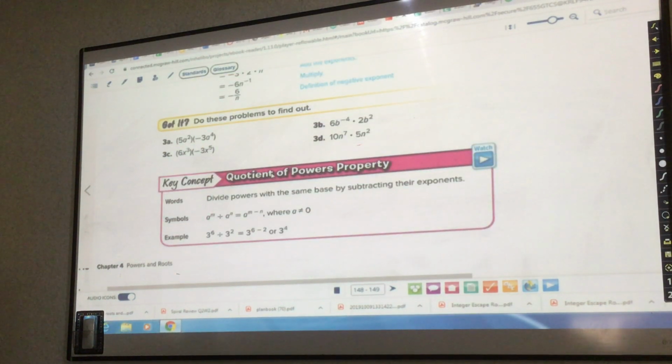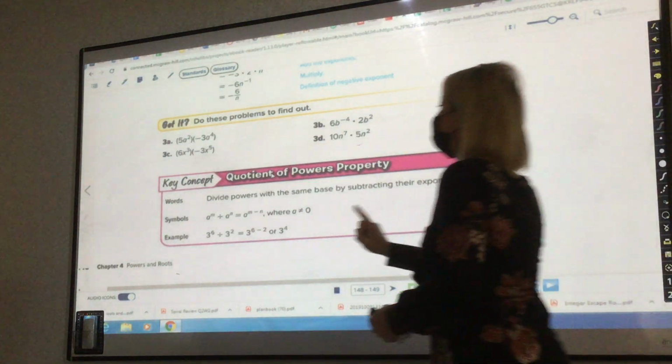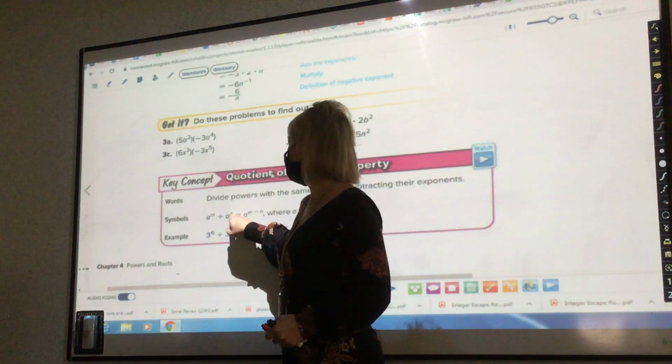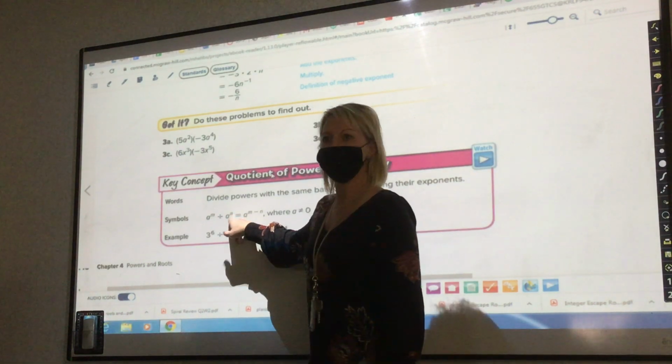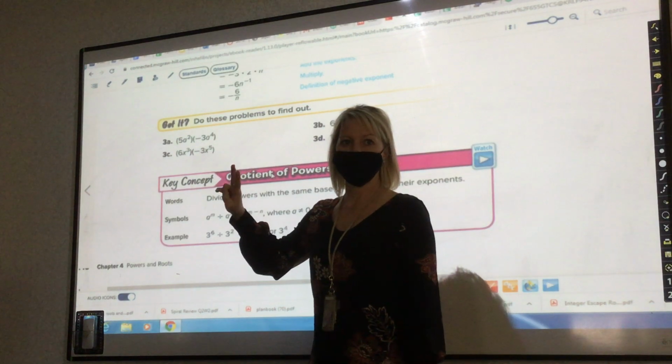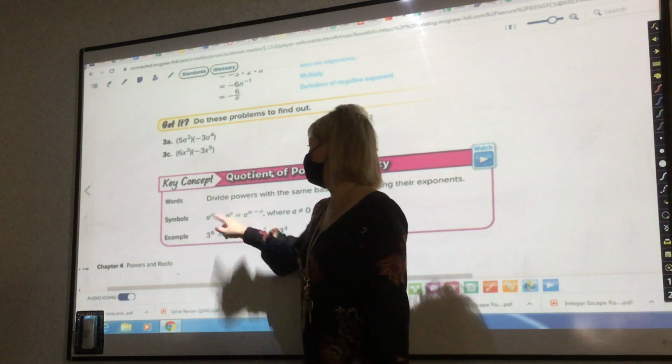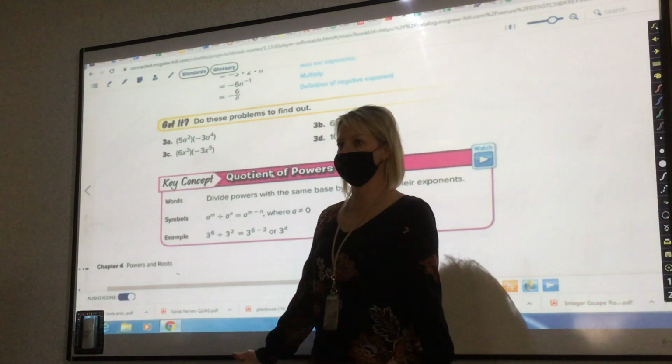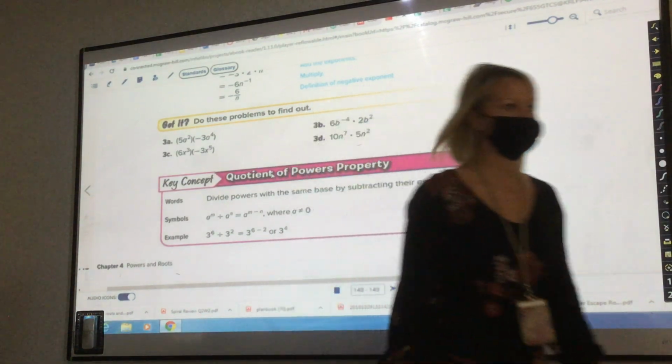Now we're going to move on to division. It's the same thing, except instead of adding my exponents, I'm going to subtract them. So multiplying, you add your exponents. Dividing, you subtract them. That's it. Follow the rules of integers. Okay?